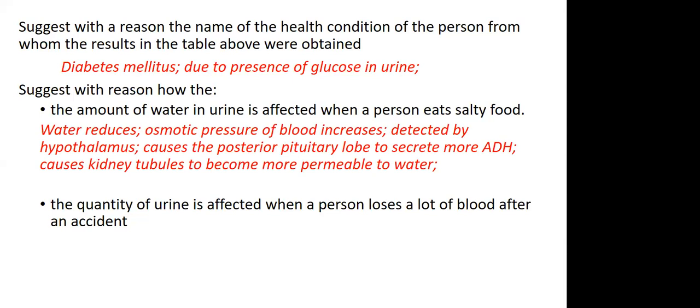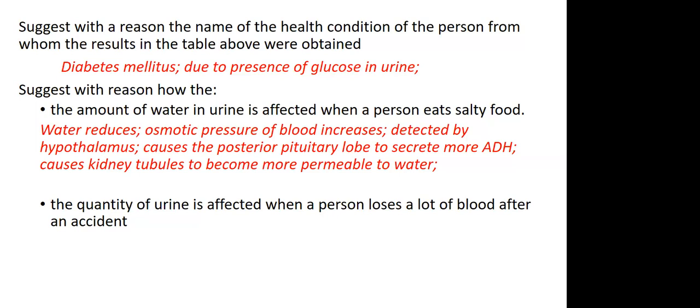And of course, ADH is anti-diuretic hormone. Anti means against, and diuresis is like dilution. So it's a hormone that works against dilute urine. It's a hormone secreted to stop you from producing dilute urine. The ADH hormone, also called vasopressin hormone, has two names.